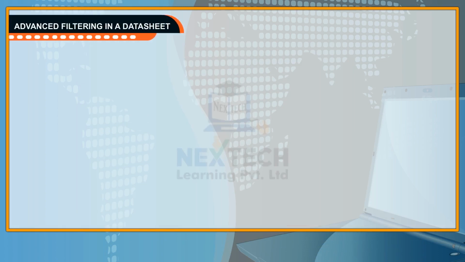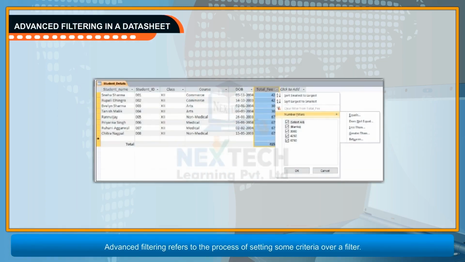Advanced filtering in a datasheet. Advanced filtering refers to the process of setting some criteria over a filter. Advanced filtering can be used in any type of filter. Let us say you want to apply an advanced filter on the field total_fee in the table student_details. Follow the given steps to do so.